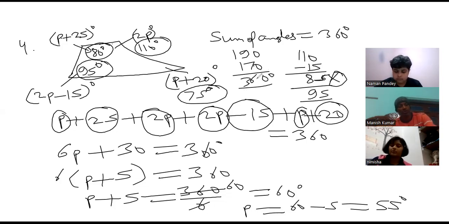So the option is wrong, okay? The option given in the quiz is wrong, okay? This is the right answer. The smallest angle is how much? 55 degrees. 75 degrees, isn't it?